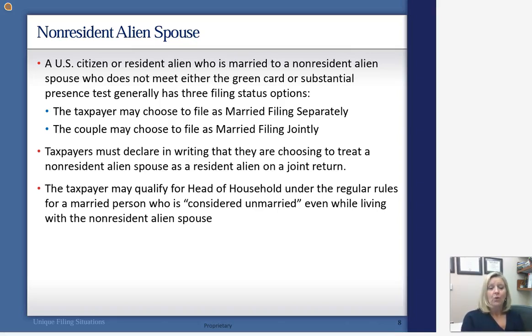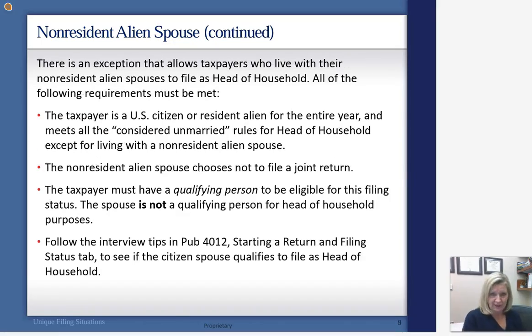It's out of scope. Or the taxpayer may qualify for head of household under the regular rules for a married person who's considered unmarried, even though they are living with a non-resident alien spouse. It's a unique situation. So in order for that to happen, all of the following requirements must be met. The taxpayer must be a U.S. citizen or resident alien for all of the year and meet all of those other considered unmarried rules besides the living with non-resident alien spouse.